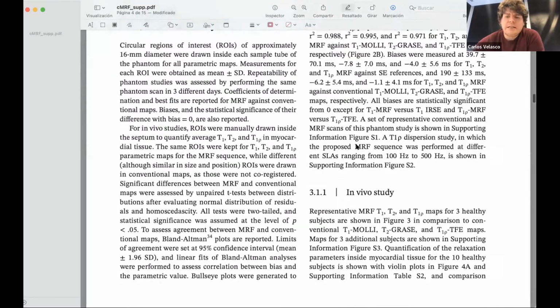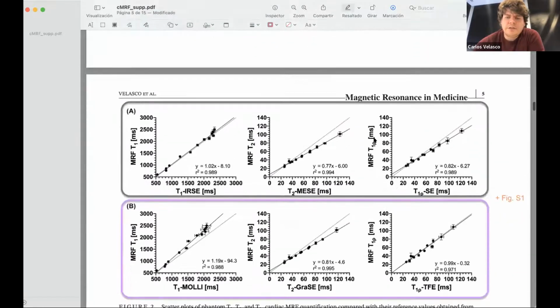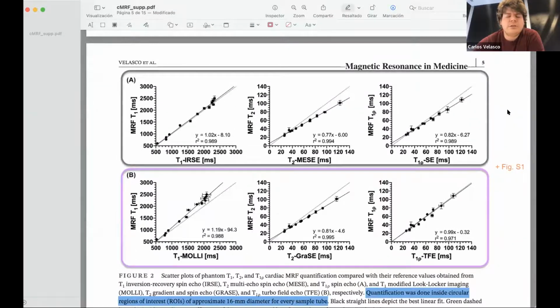The results, let me go straight to the phantom validation results. Here we can see the correlation plots between our MRF measurements. Remember, these are all MRF T1, T2, and T1rho obtained during the same scan and the same sequence, against the spin echoes on the top row, on the gray box, and the short conventional reference scans like T1 MOLLI, T2 GRAPPA, and T1rho prepared.